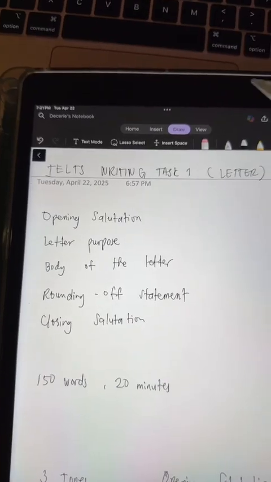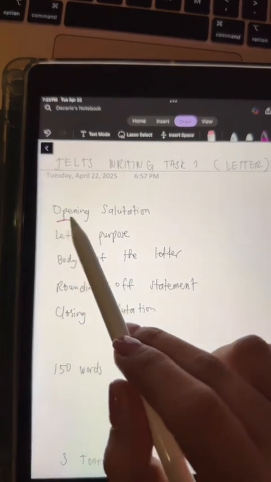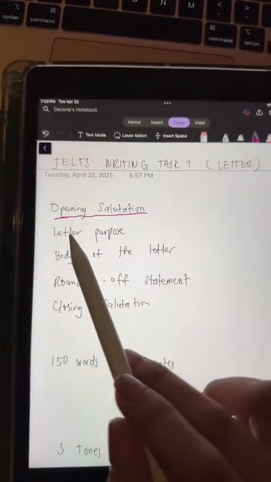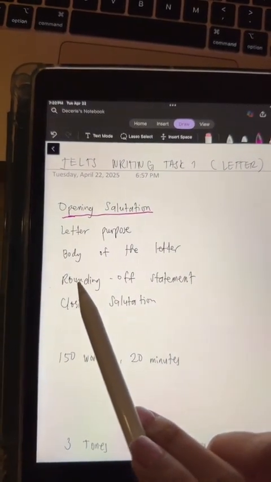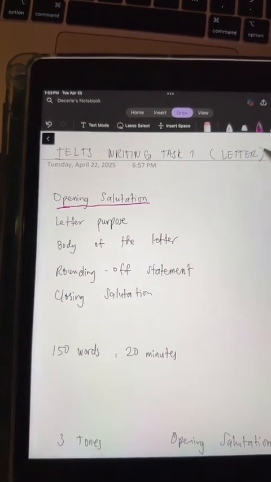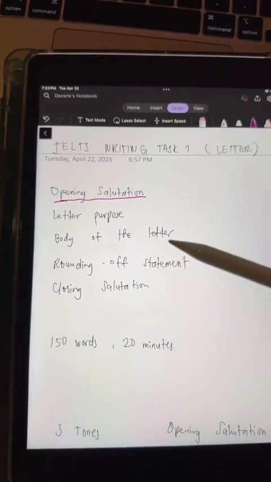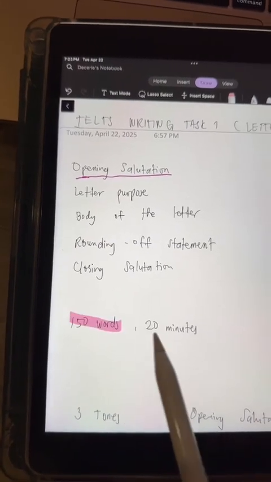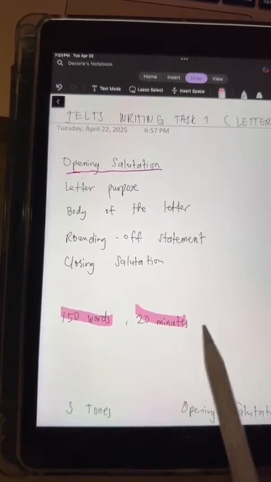Guys, I wrote the entire structure. We have first the opening salutation, the letter purpose, the body of the letter, the rounding off statement, and the closing salutation. Don't worry, I'll share some more info for each of these. Reminder lang na you need to write a minimum of 150 words within 20 minutes.